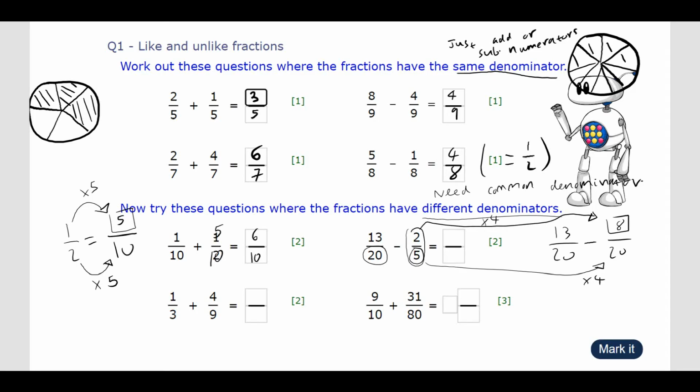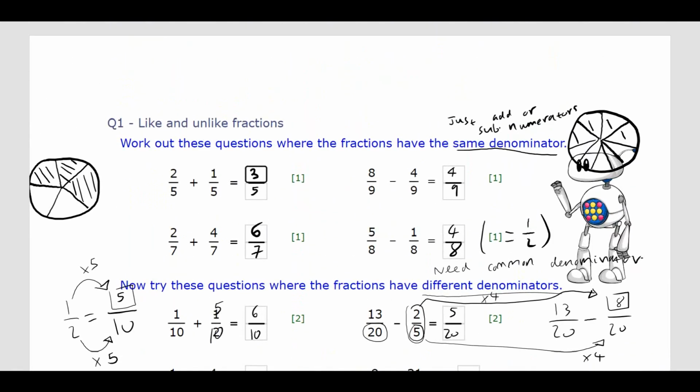So we really have 13 20ths take away 8 20ths, which we should know is going to be 13, 12, 11, 10, 9, 8, 7, 6, 5 20ths, which will simplify to 1 over 4, but I believe we can leave it like that. So, in matter of fact, I'm just going to put some of those in to show you.